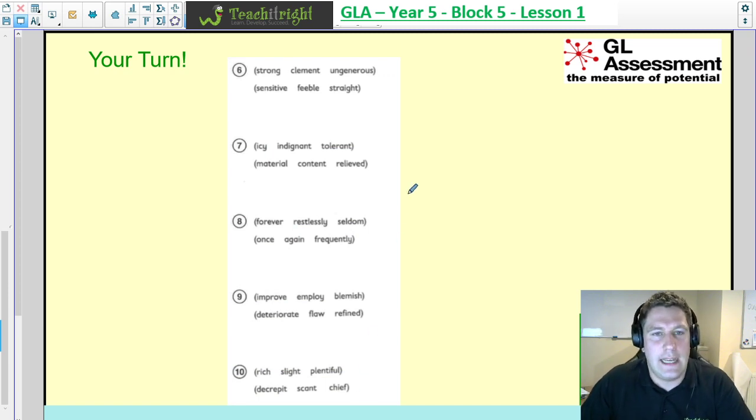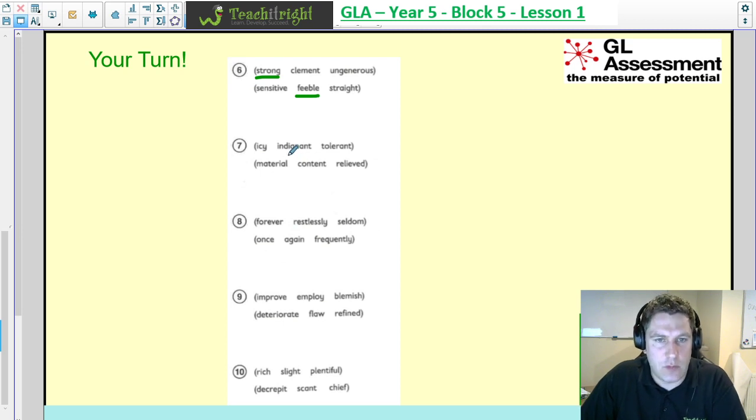So, firstly, we've got 6. We've got strong, clement, ungenerous, sensitive, feeble, and straight. So we're looking here for strong and feeble as the antonyms. Clement may be a word that you've come across before. Clement means mild. Number 7, we've got icy, indignant, tolerant, material, content, and relieved.